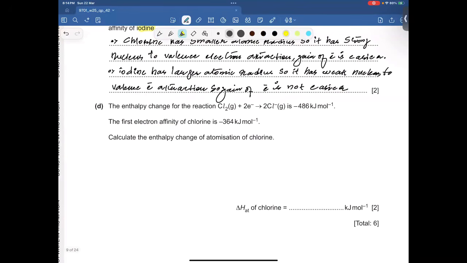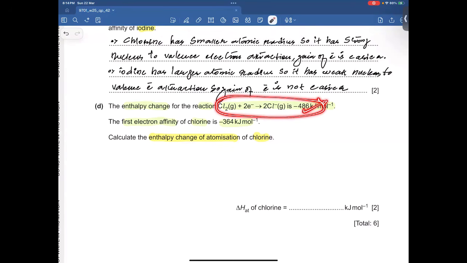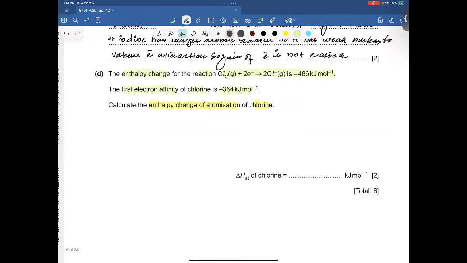In the next part, the examiner is looking for the enthalpy change of atomization of chlorine. And the first electron affinity of chlorine is given. And the enthalpy change for the reaction is also given. In this equation we have two different processes. The first one is atomization and the second one is electron affinity. So this equation has both, and we need to find out the value of atomization. So let me make the cycle here. In fact, a Hess's law cycle.